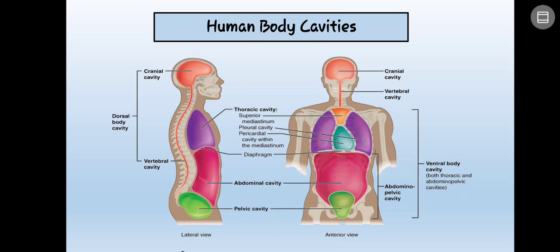So this is the lateral view, and this is the anterior view. And then the thoracic cavity can further be divided into the pleural cavity and then the mediastinum. And within the mediastinum, we have the pericardial cavity where the heart is located. So these are the divisions of the human body cavities.